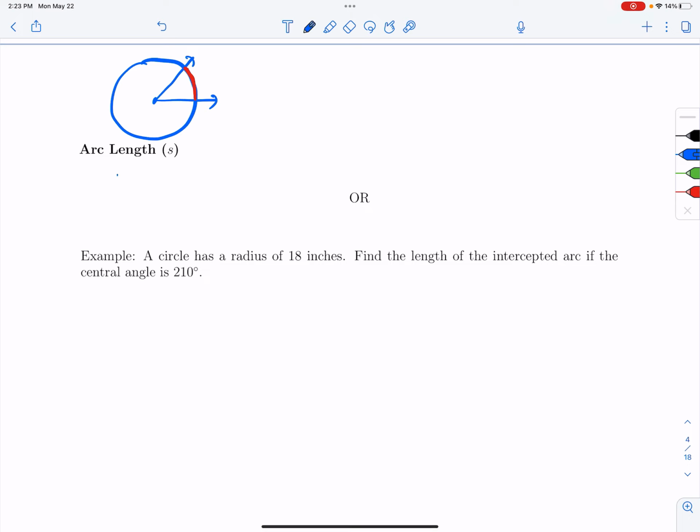One way is with a formula, S is equal to R times theta. So theta here is this central angle, and R is the radius of the circle. So the arc length is just the radius times theta, but the key here is that theta must be measured in radians. That's the key. So if that central angle is in degrees, we have to convert it into radians. Another way to do this is to just come up with a proportion, and the proportion that I call it is part over whole. And I'll do this example in both ways.